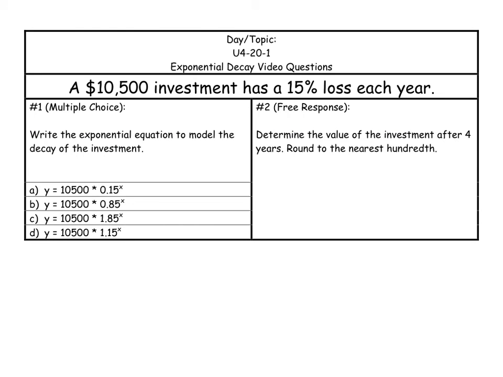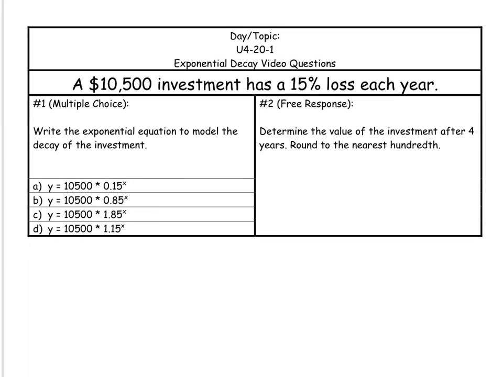Okay, now it is your turn to answer these questions. A $10,500 investment has a 15% loss each year. Write an exponential equation to model the decay of this investment. So keep in mind, it's losing 15%. How much is it keeping? After you find your equation, determine the value of the investment after 4 years. It's losing 15% each year. What's it keeping? And so when X equals 4, how much money will we have in this account at the end of 4 years? Round your answer to the nearest hundredth.